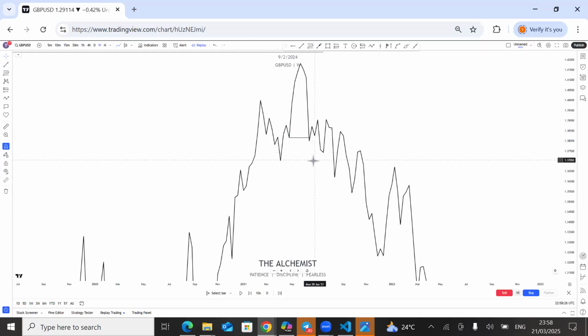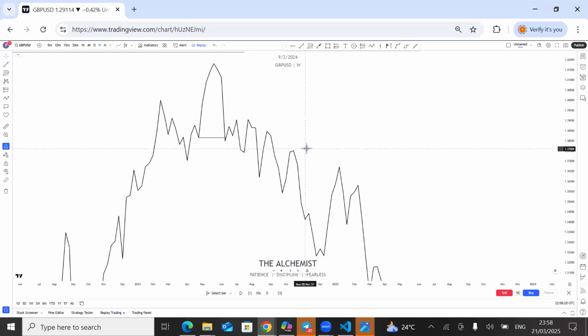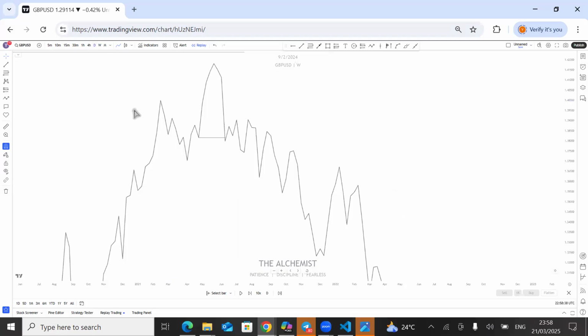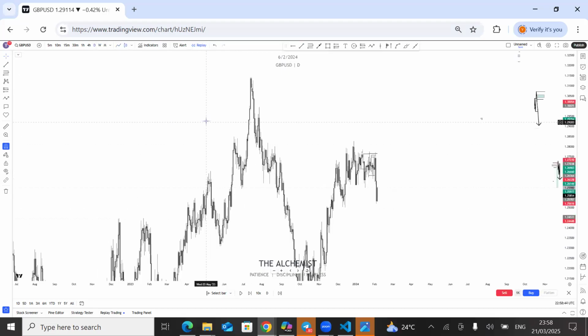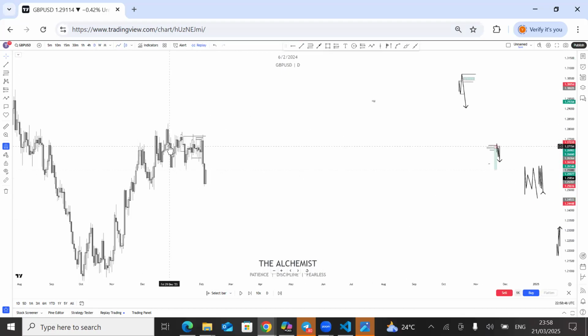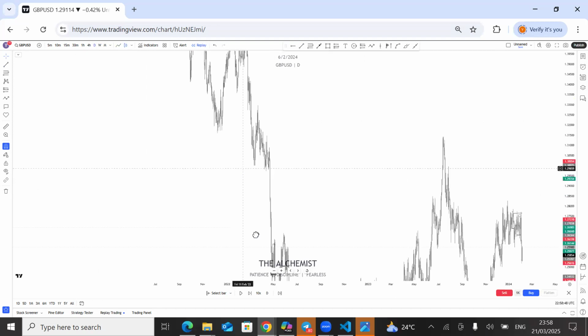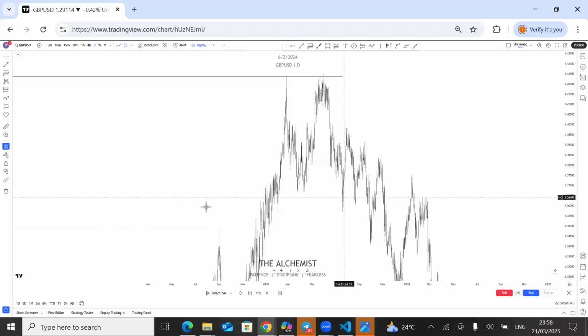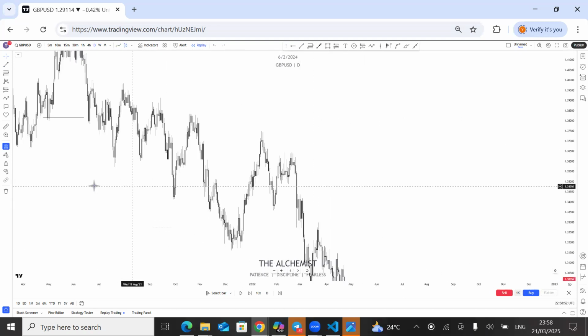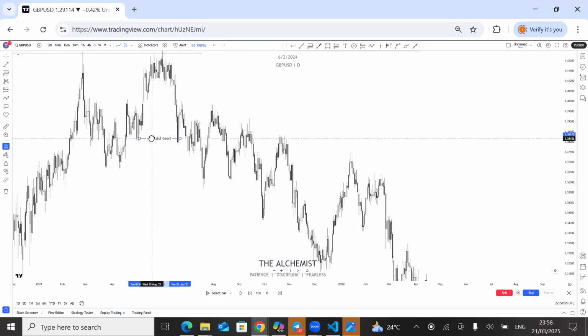So yes, we have a break of structure to the downside. Once you've gotten this, as I told you guys, look for these points where you want to take yourself from. You just need to look for the one that is not fresh. So let's scale down to daily and see what we have.